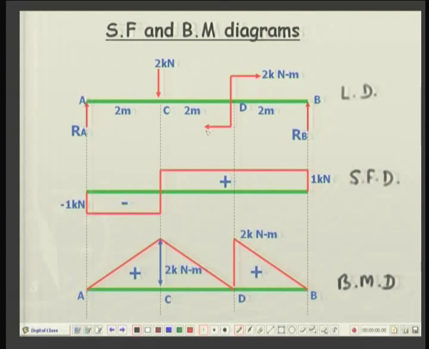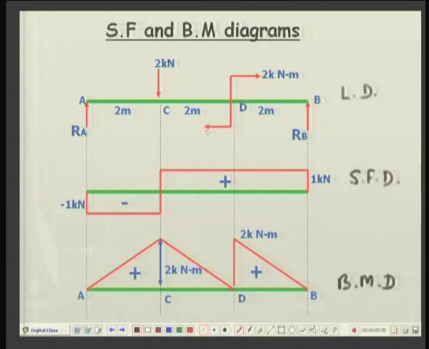So, the shear force will be constant, and here it is equal to the reaction at B, which is positive 1 kilonewton. So, you see that wherever there is a concentrated load, there is a jump in the shear force diagram. A concentrated moment will not produce any change in the shear force. On the other hand, where we had a concentrated moment, there is a jump in the bending moment.